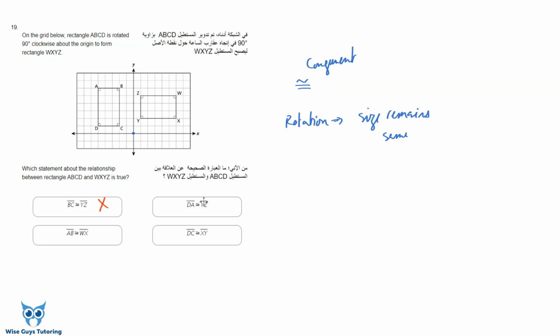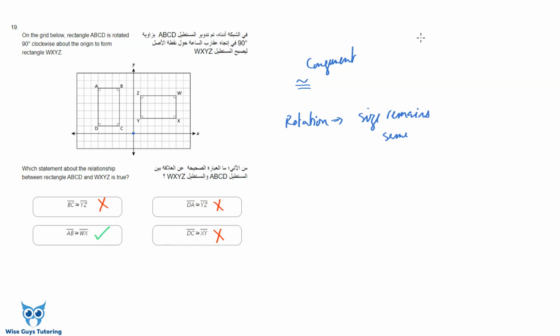You look at DA and YZ. DA is here, it's another long one, and YZ is again a short one. So definitely not this one. You look at DC, which is a short one, compared to XY, which is a long one. So definitely not this one. And then you look at AB and WX. AB is over here and WX is over here. That's the one. So this was not a great question. You can tell immediately by the different sizes. As long as you know that in rotation the size remains the same, then you can totally eliminate these three immediately.